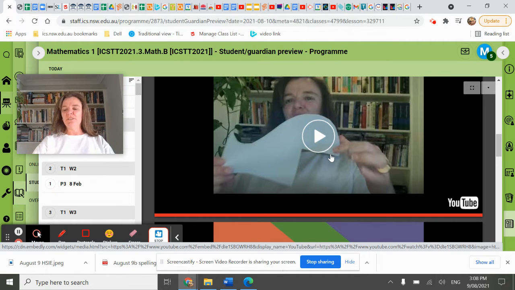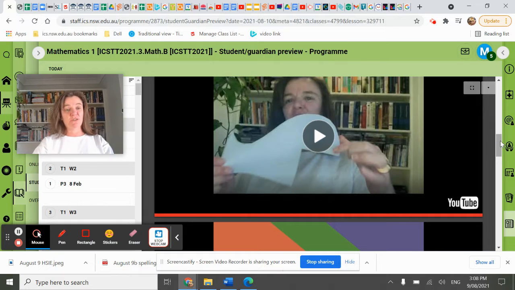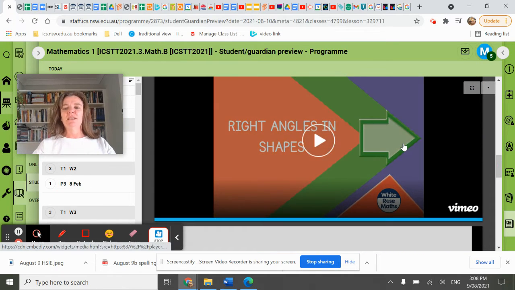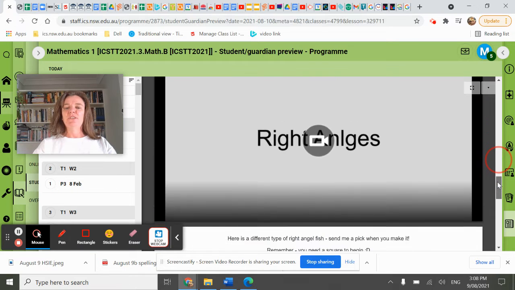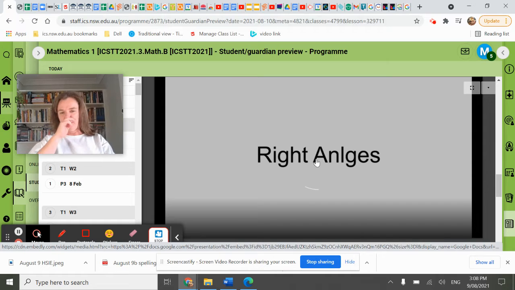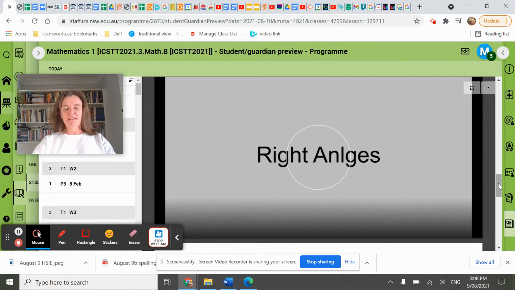Now, a right angle is when two lines meet, and we call this perpendicular, but it's when they are perfectly square. The angle in between them is perfectly square. So you're going to create a right angle fish and do some exploring to start your lesson. And then you're going to come down and have a look at this video. After you finish the video, you have to watch that first. You've got a little slideshow to watch. And hopefully it works and it looks something like this.